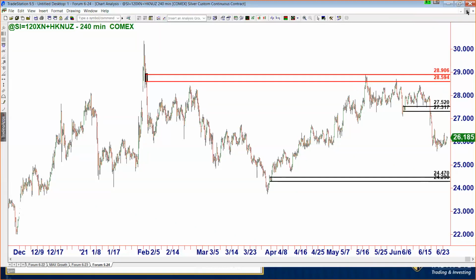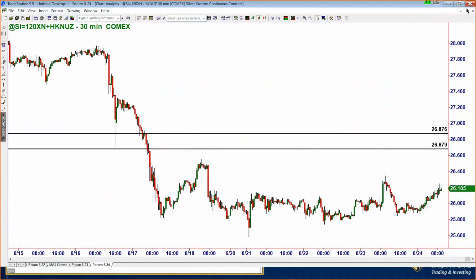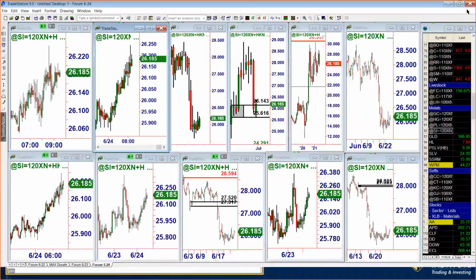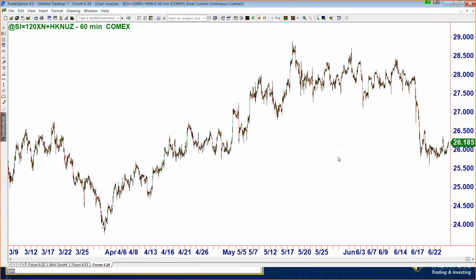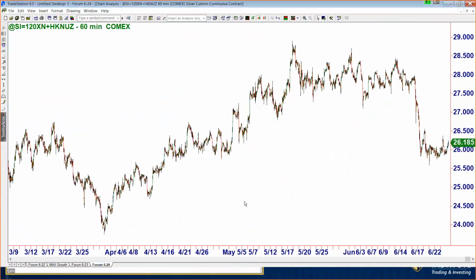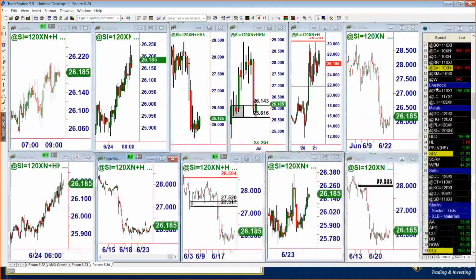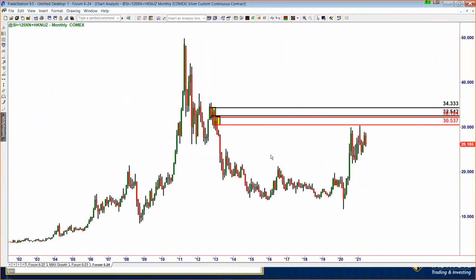Another demand zone, so that's 24.47. Whoops, not there. It's on the 60-minute chart. I believe we're looking, oh, this is the same one. So that's at 24.47. Okay. And then you can see where silver's at in the big picture here, right, when we look at the larger time frame.